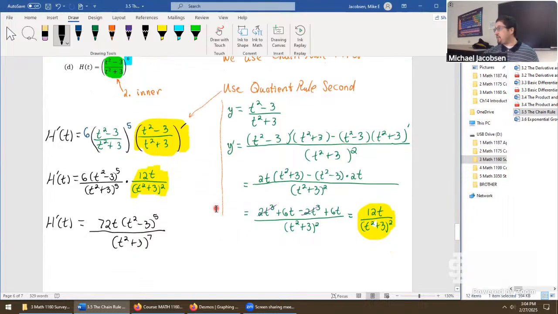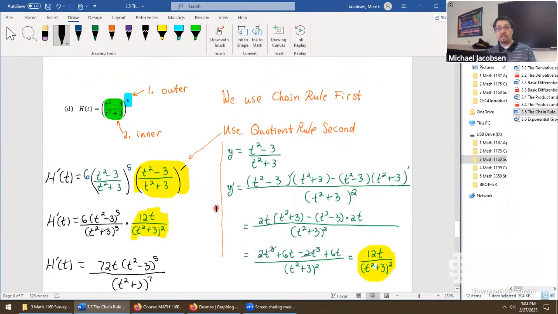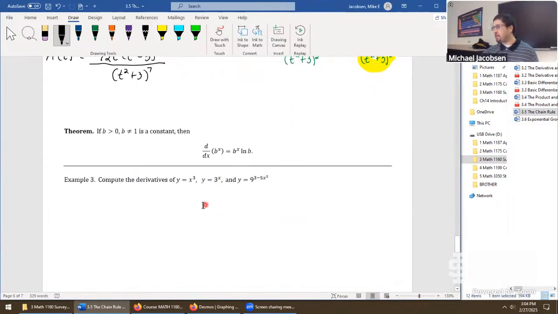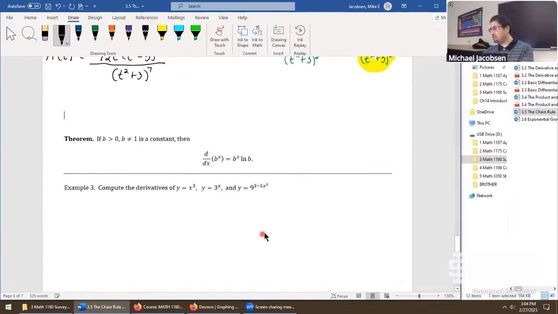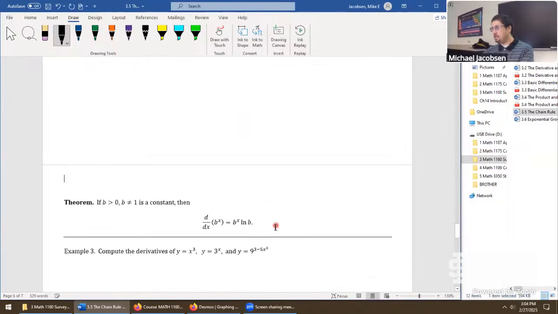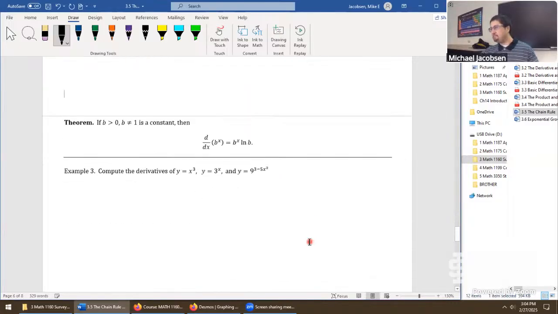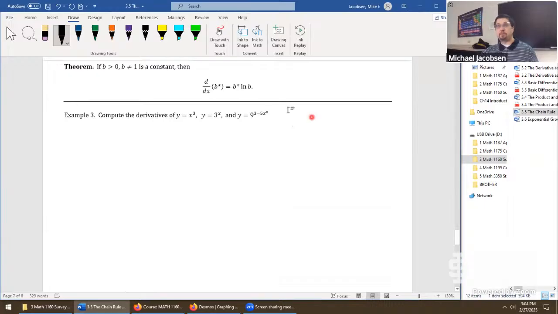Well, let's try out the next problem then. Unless there are any questions or comments so far. Okay, so the next one to try is example 3. Example 3 is actually a pretty big problem.